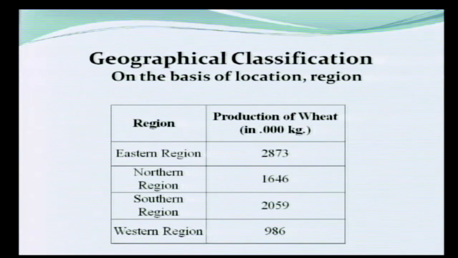You have to keep in mind that while classifying the data on the basis of geographical location or region, the names of the regions can be kept in alphabetical order, or one more aspect can be used for the geographical classification, that is the magnitude of the commodity.